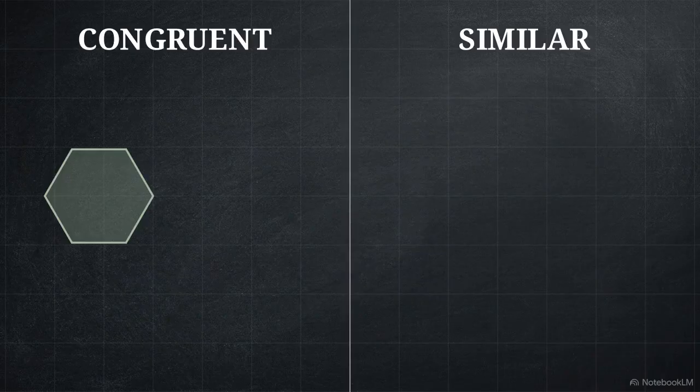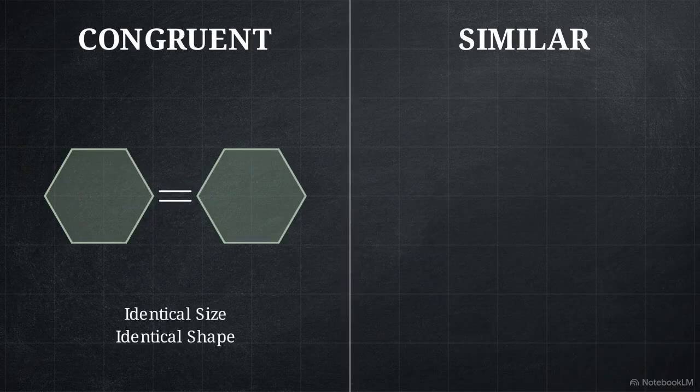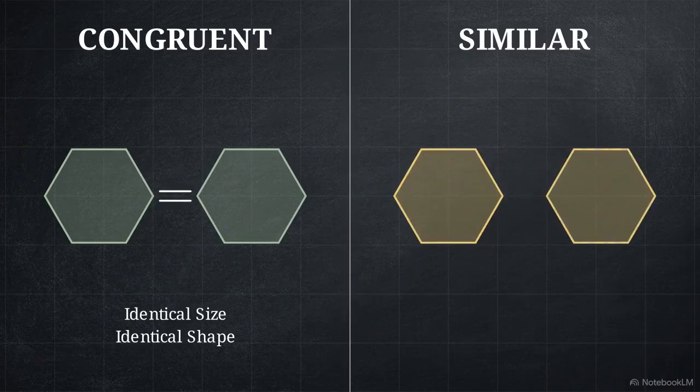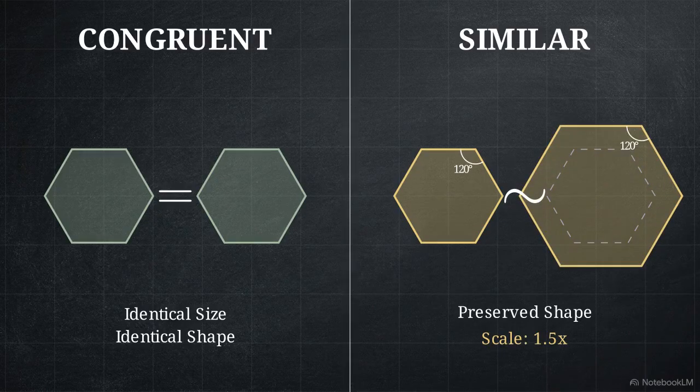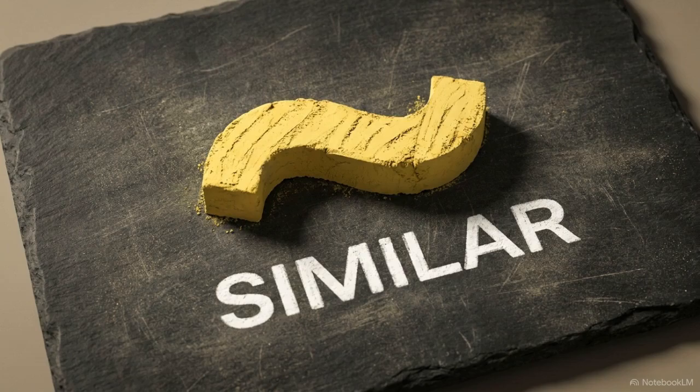Congruent shapes are a direct copy-paste, identical size and identical shape. Similar shapes follow the pinch-to-zoom rule. The shape is preserved, but the scale has changed. We represent this relationship using the tilde symbol.